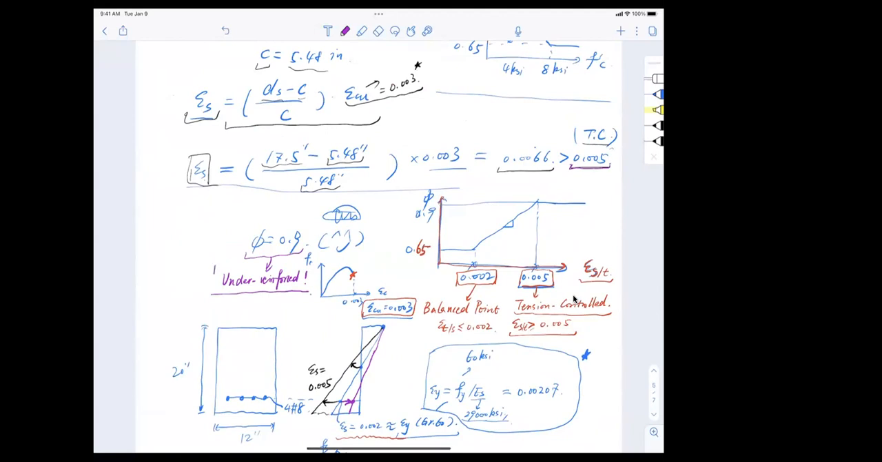Okay, so keep in mind, we like phi equal to 0.9. We like phi equal to 0.9. So we want strain in the steel to be greater than 0.05. That is preferred. Okay, so not too bad. We are arriving at a safe zone here, right?